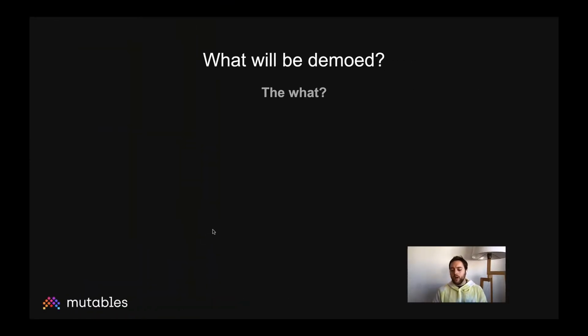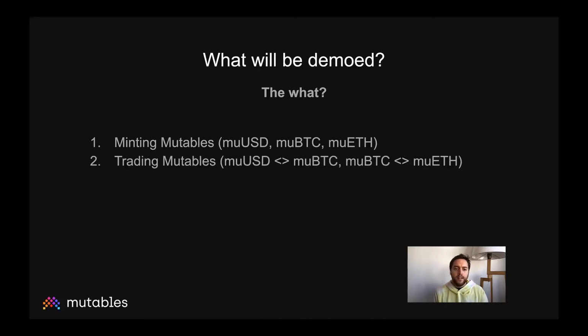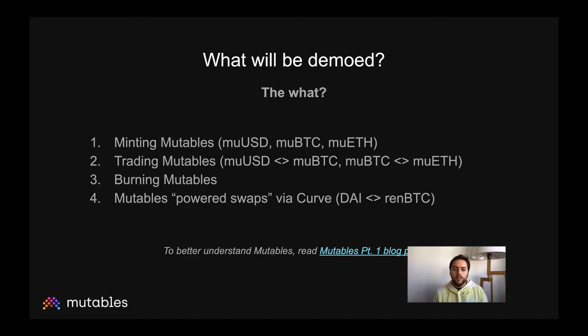So on this demo, I will be walking you through what we have built so far and what you can do right now. I will be first showing you how you can mint mutables like MUUSD, MUBTC, etc. Then how you can trade them and how you can burn the mutables. And finally, I will be showing you how you can do one mutable powered swap using Curve meta pools.